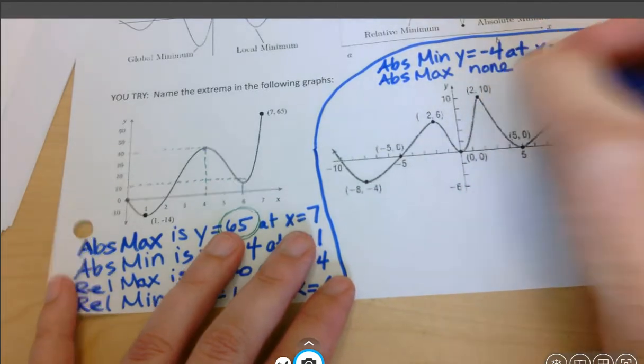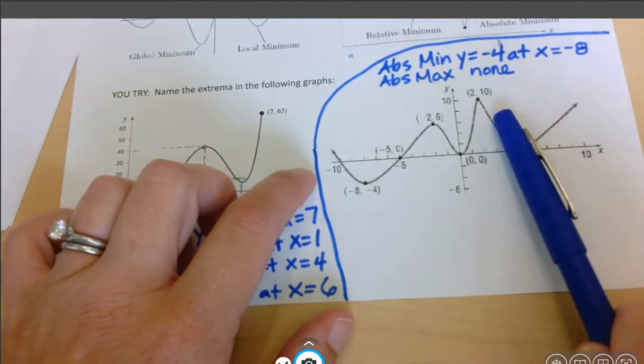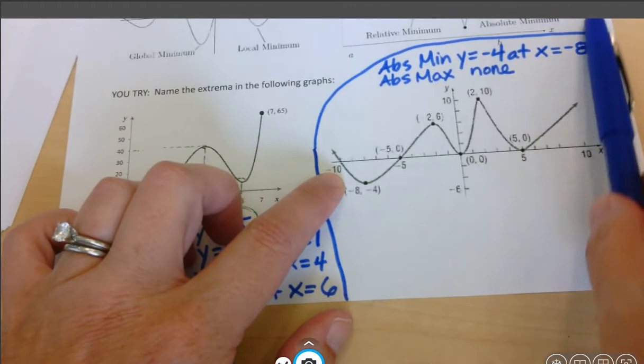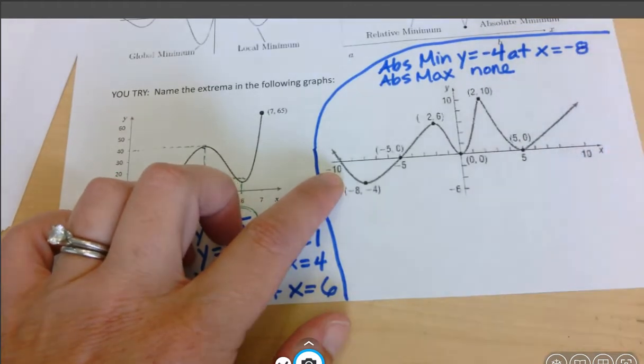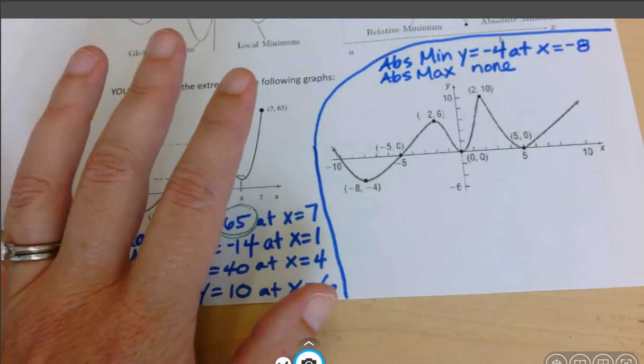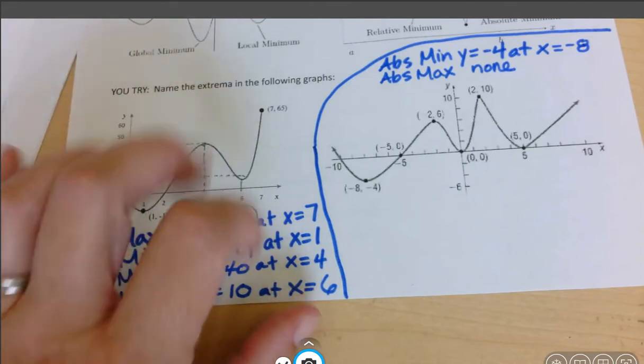And so I went through this with a few of you, but I know it kind of looks like this is your absolute max right here. But then we say, okay, but I also know that these are going to positive infinity. So really my absolute max will be positive infinity. But when it is positive infinity, we just say none, because infinity is not actually a number. Okay.